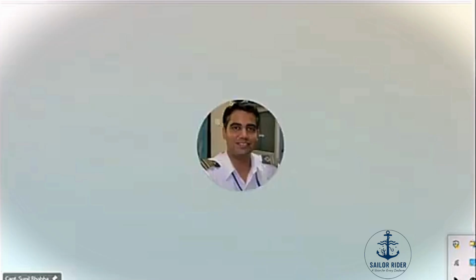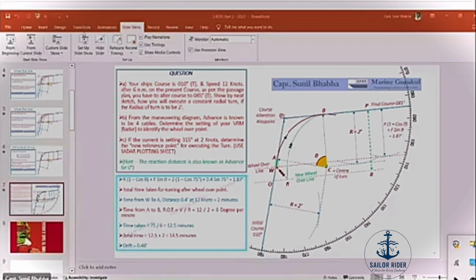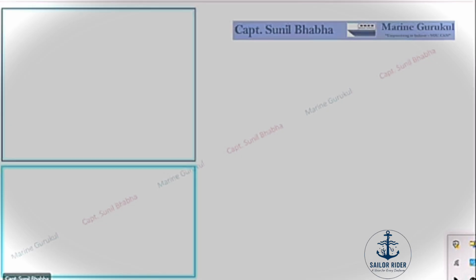Okay, all right. Let's go, beta. Let's see this numerical. Let's now try to understand the concept of turn planning through a practical example.